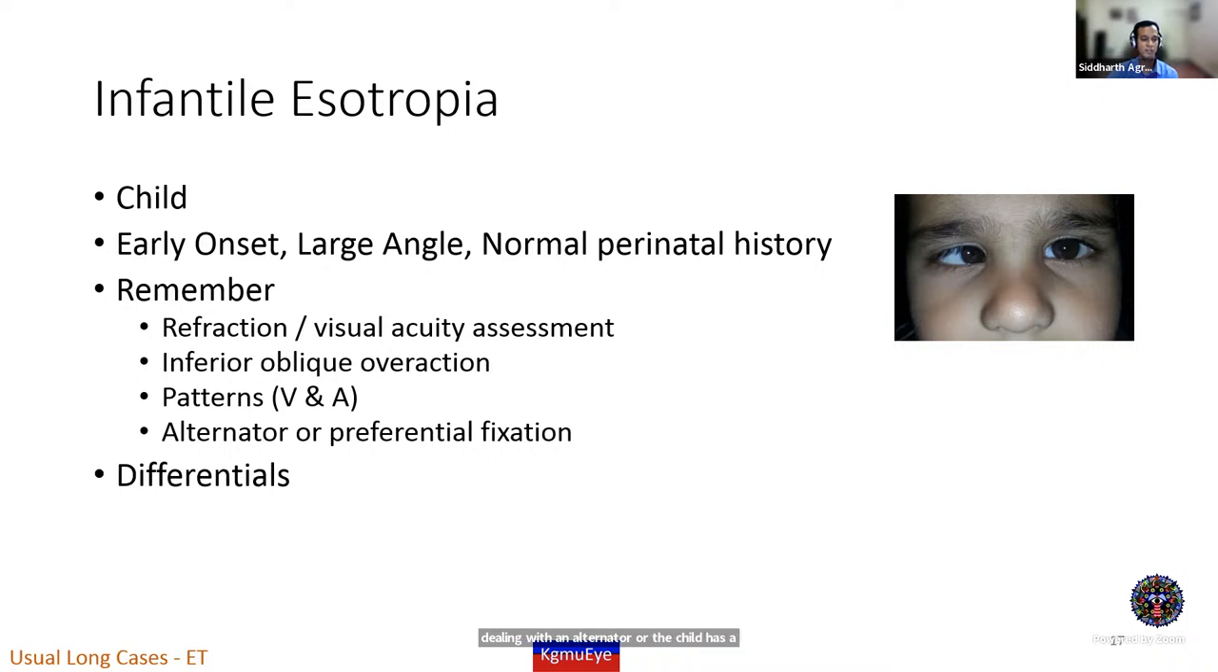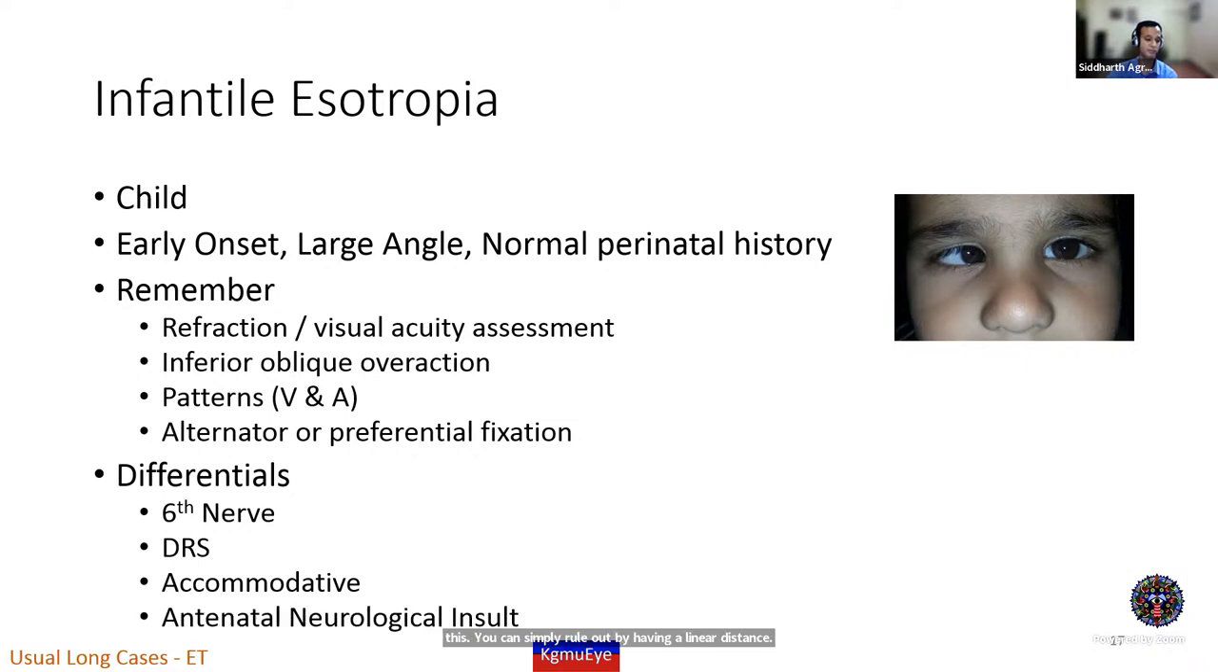And have a list of differentials in your mind, the common ones being palsy of the sixth nerve, a long-standing one which has had a spread of comitance, a Duane syndrome, accommodative deviation. Now this you can simply rule out by having a near distance discrepancy in the deviation. And antenatal neurological insult is also associated with eso deviations, and these can be excluded or included on the basis of a careful history.